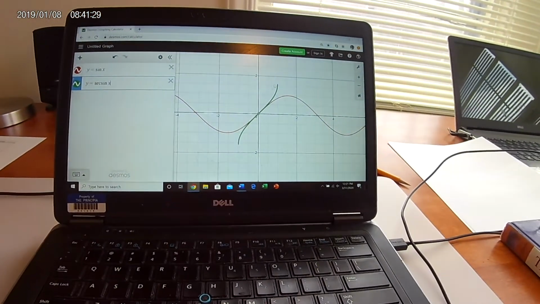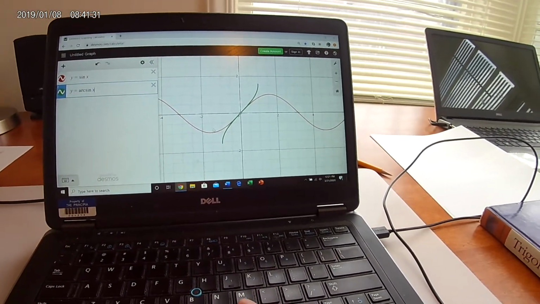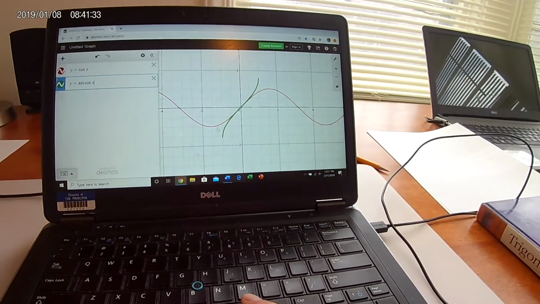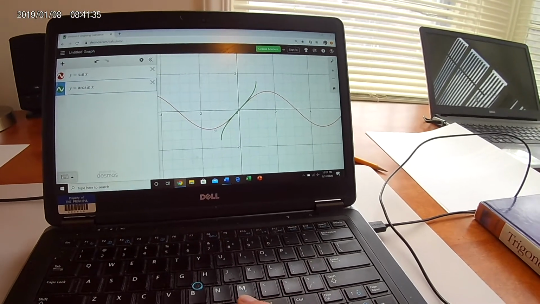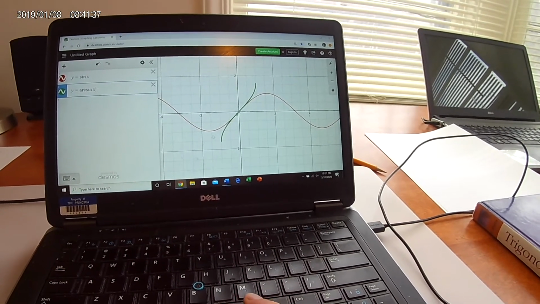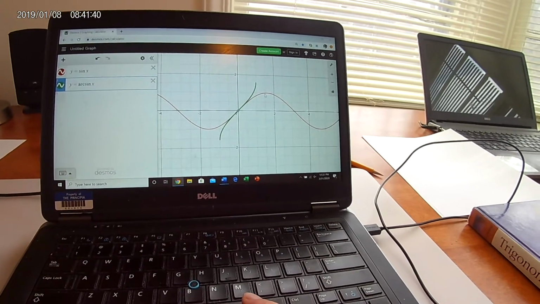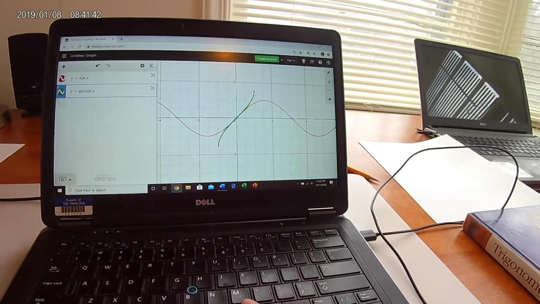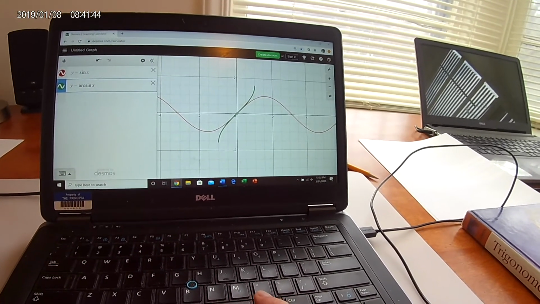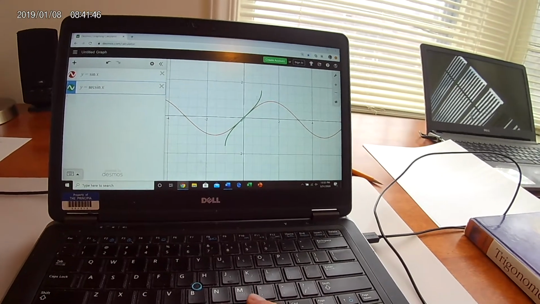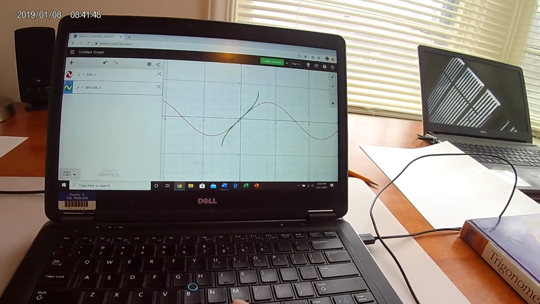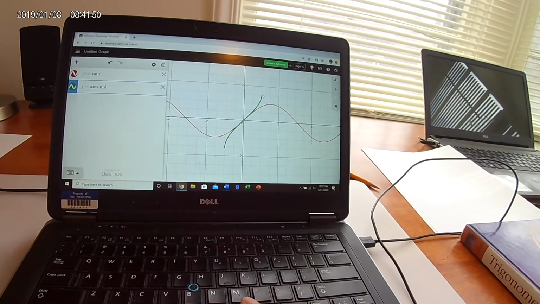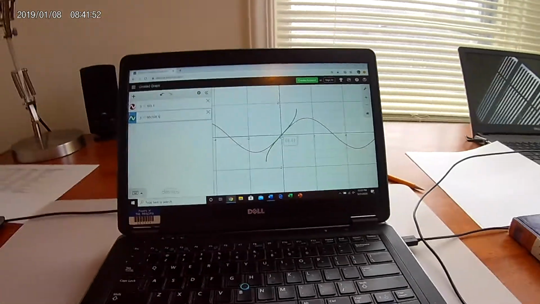And so we see that the red is sine of x. To find the inverse of sine of x, we restrict the domain of sine of x to just this part from minus pi over 2 to pi over 2. And then inverse sine of x is the reflection of sine of x about the y equals x line. And so this is inverse sine of x. Okay? And that's pretty cool. So we found our inverse function.